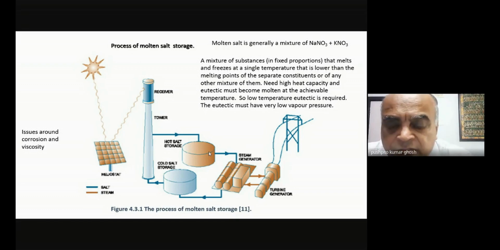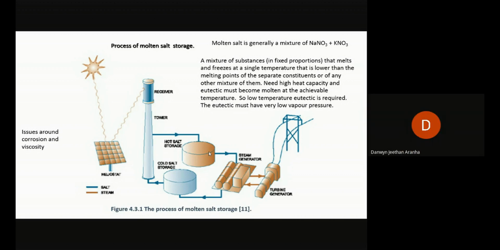Eutectic is basically, like many of these, even metals, when you put them together, there is a change in the property of the composite material, right? And what it does is that it tends to lower the melting temperature. So it will melt at a lower temperature than either of those solids. Okay, sir.